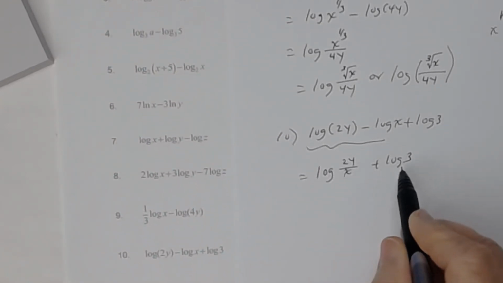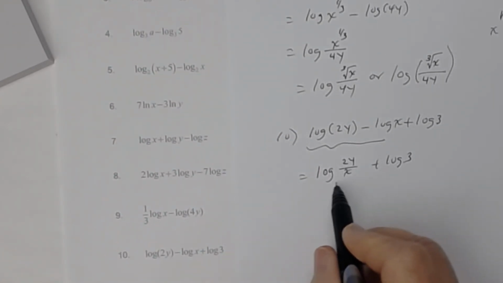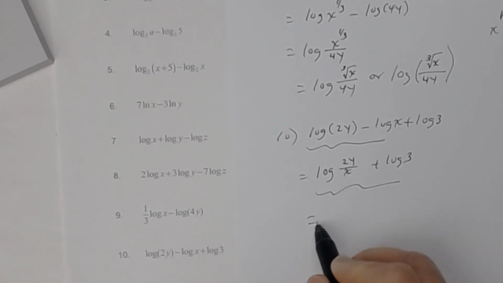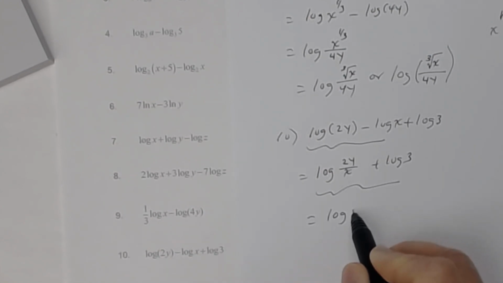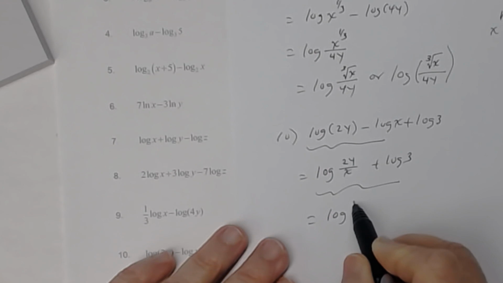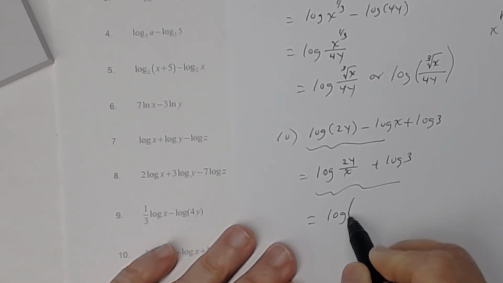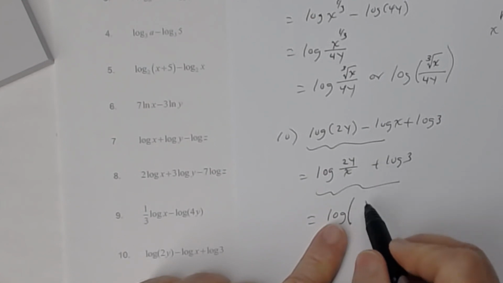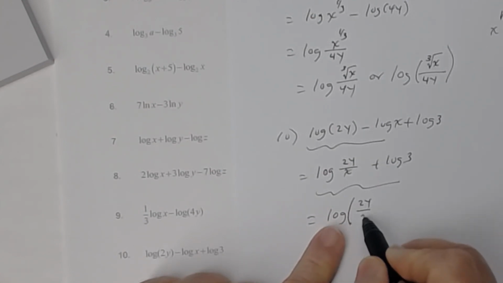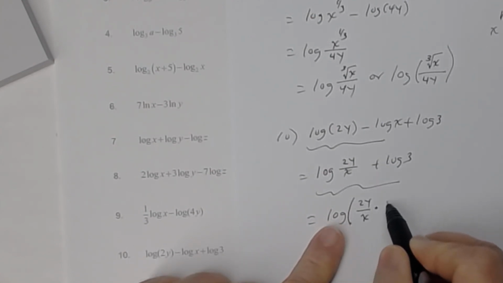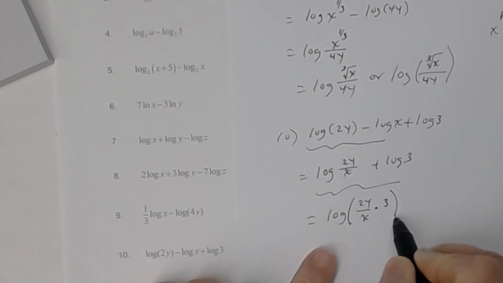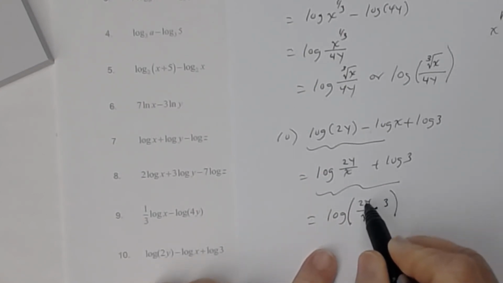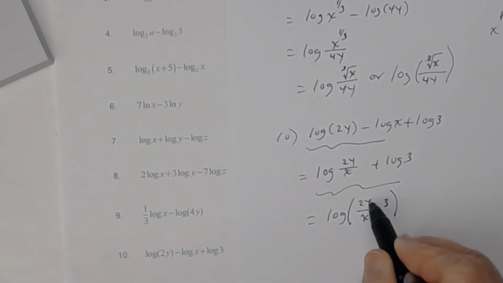And now I'm going to use the product rule. So according to the product rule, I can write this as a single logarithm. And it'll be the log of, now here's how it's going to look, and I'm going to put this in parentheses. So it'll be the log of the product of these two arguments. So it'll be 2y divided by x times 3. See that? All right, now I do expect you to rewrite this as one fraction.